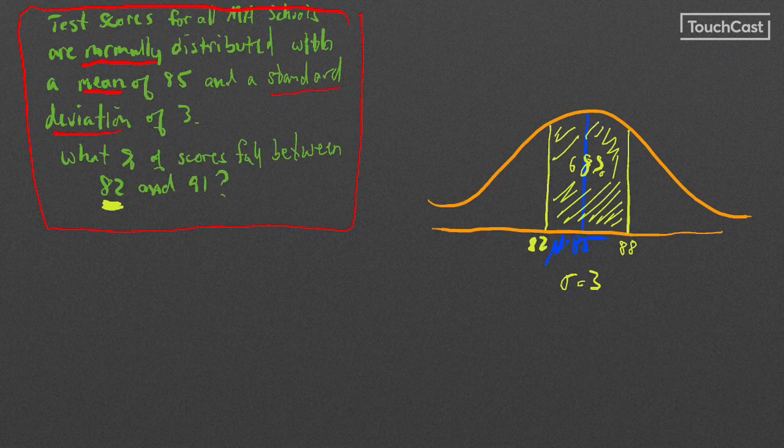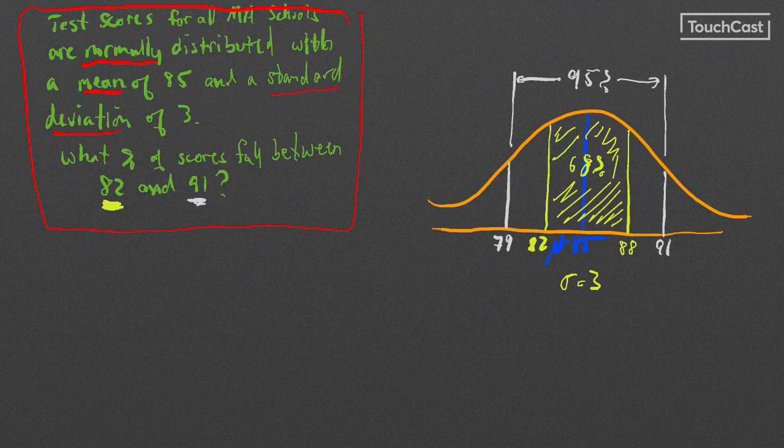I'll do it in a different color here, one that is easy to read. I'm going to go out one more standard deviation, and that puts me at 79 to the left and 91 to the right. Well, there's our 91 right there. So now that's 2 standard deviations. Based on the empirical rule, 2 standard deviations is 95%. So if I took a random sample, 95% of the scores would fall between 79 and 91. So we have 2 pieces of information here.